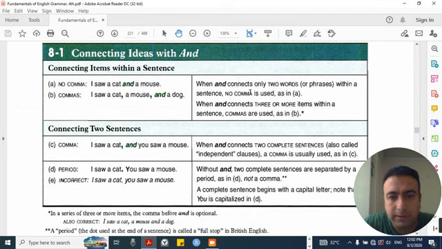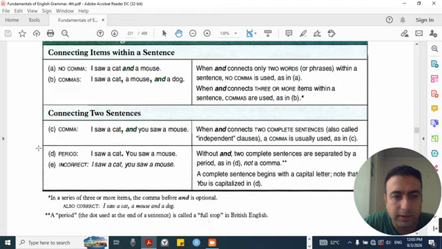When and connects only two words or phrases within a sentence, no comma is used, as in A. When and connects three or more items within a sentence, commas are used, as in B. Connecting two sentences. C. Comma. I saw a cat, and you saw a mouse. When and connects two complete sentences, also called independent clauses, a comma is usually used, as in C.